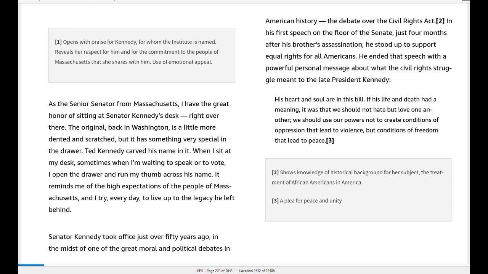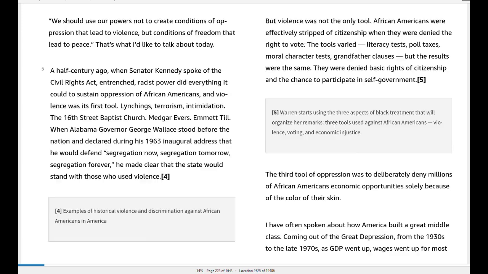We should use our powers not to create conditions of oppression that lead to violence, but conditions of freedom that lead to peace. Student Note 2 shows knowledge of historical background for her subject, the treatment of African Americans in America. Student Note 3, a plea for peace and unity.